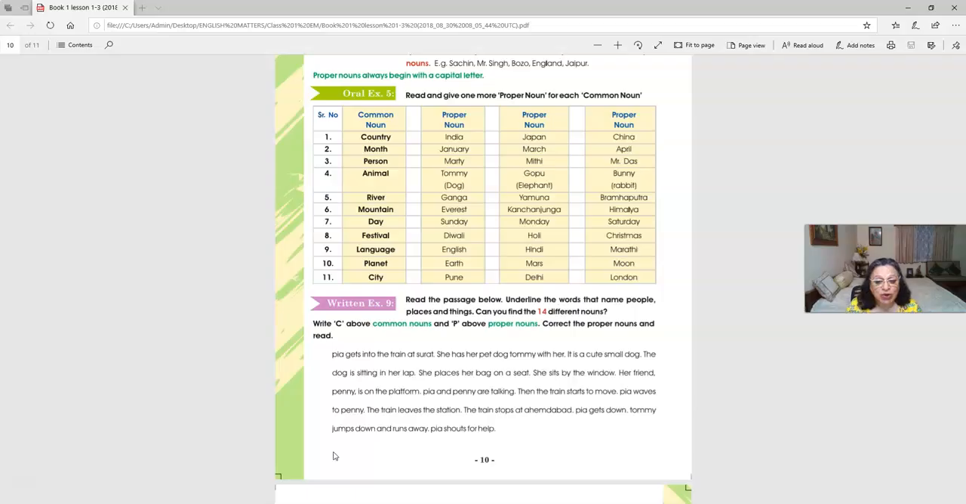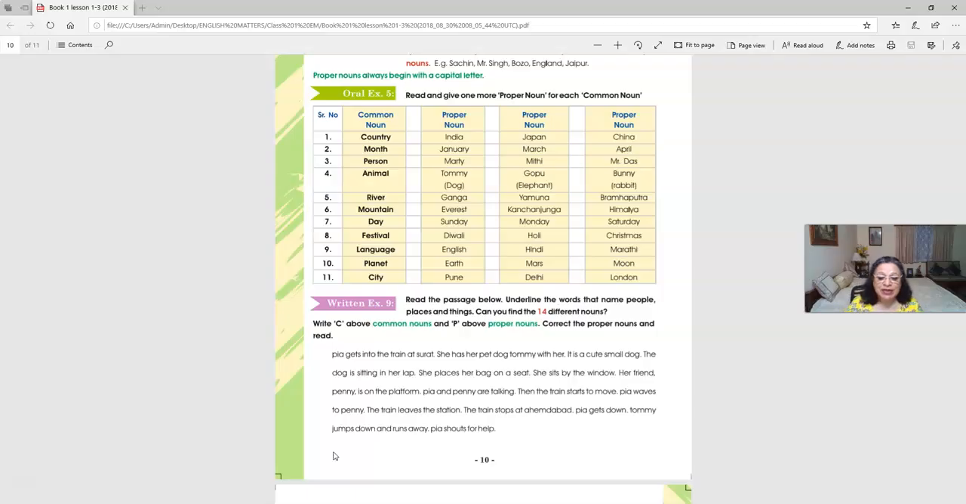Now, dog is a common noun, but Tommy is a proper noun because the name of the dog is Tommy. She has her pet dog, Tommy, with her. It is a cute small dog. So, dog is a common noun. The dog is sitting in her lap. Where is the dog sitting?